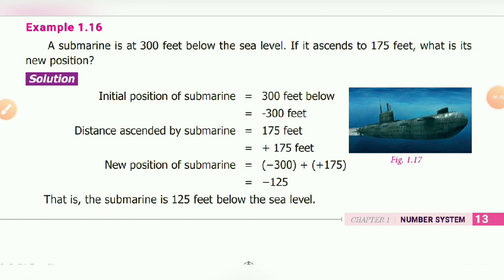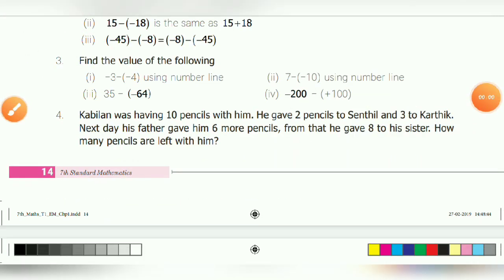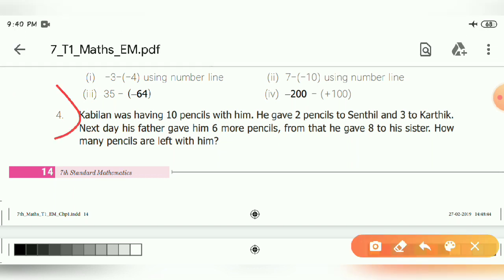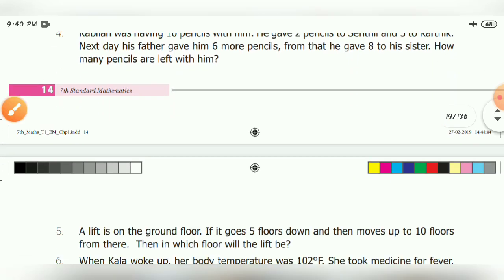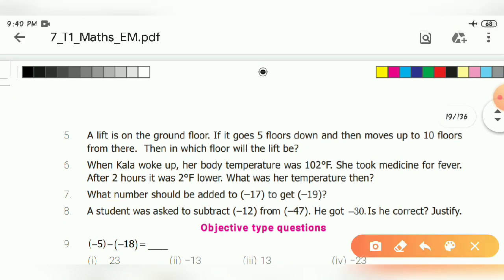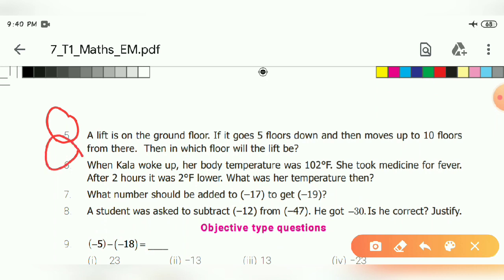Thank you. In this class, you learned about 4 example sums. Next is the homework section. Okay students, today's homework is very easy. Only 3 questions. In your book, page number 14, question number 4, and page number 15, question number 5 and question number 6. Totally 3 homework questions. These 3 questions are very easy. Just understand the question and try by yourself.